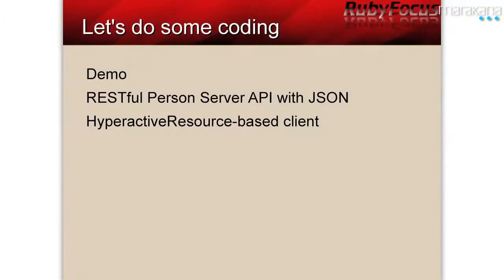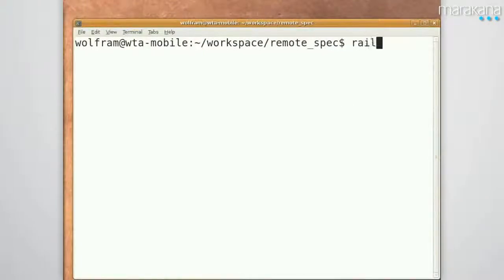Right. So I want to show you how a RESTful API can be made for JSON, and I also want to show you how we can make a HyperActiveResource-based client. Actually, I'm just going to use an ActiveResource-based plugin for now. So I'm making a new Rails app, which I'm going to call, for the occasion, the East Bay Ruby Meetup server.